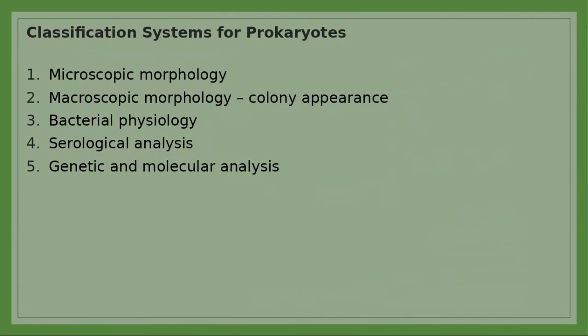Now classification. Okay, for the classification, there are several characteristics that we use to classify bacteria. First, microscopic morphology, which is using the microscope. So with this one, we can say what is the cell shape? Maybe coccus, bacillus, okay, or maybe spirillum bacteria.